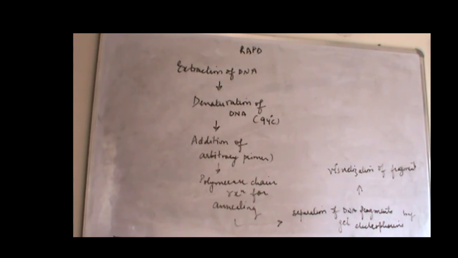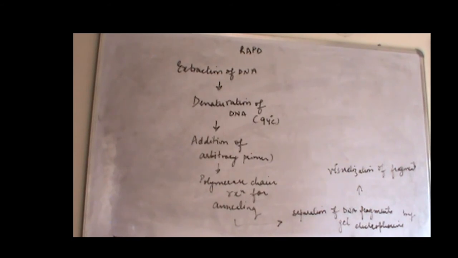Now what does the standard RAPD technique do? It utilizes a synthetic oligonucleotide of random sequence as primers to amplify the total DNA under low annealing temperature by PCR. Now the polymerase chain reaction is used for amplification, in which the standard RAPD technique uses a low annealing temperature so that it can easily amplify with all the primers.